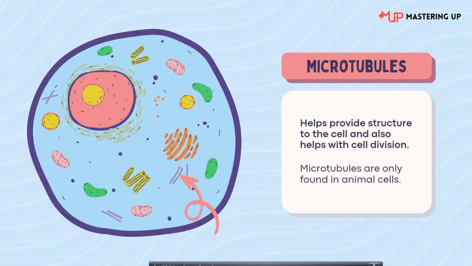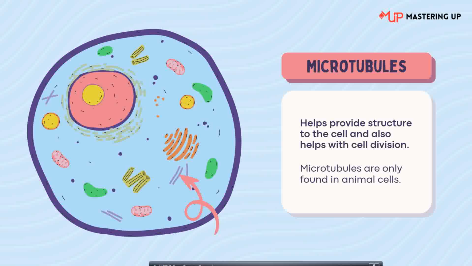Now microtubules. Microtubules are also only present inside the animal cell. They help during the cell division. So they help provide structure to the cell. Okay, so these microtubules, you can say, are like the bones inside a human. They provide the structure in that way. Microtubules also provide the structure to the cell and also help in cell division.